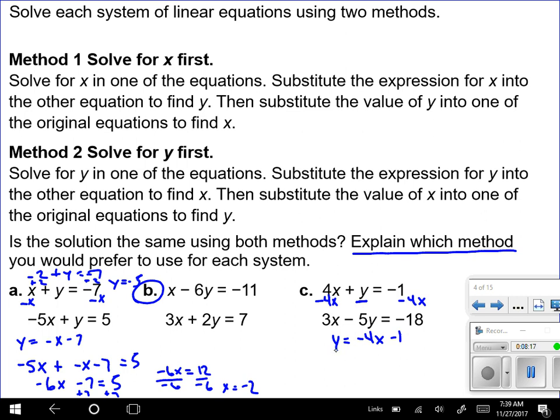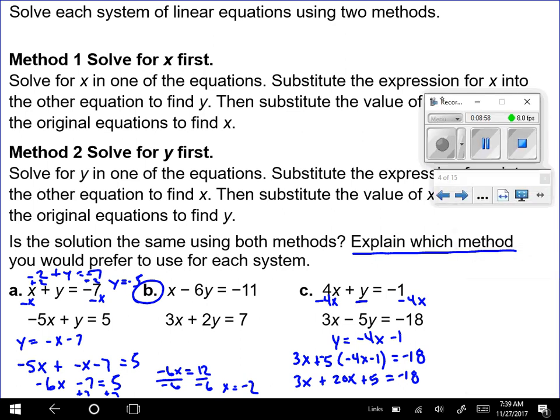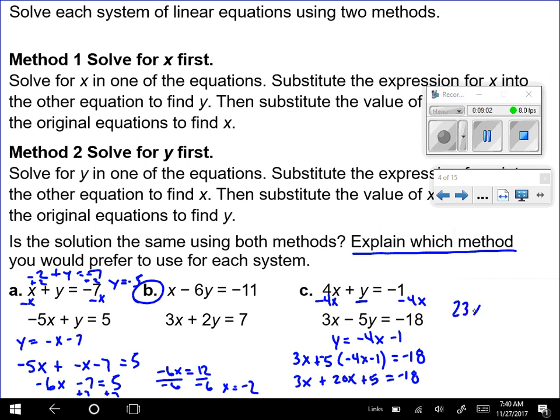Now I'm going to take what I have, and since I have y equals something, I'm going to plug that in where I see y. So I have 3x minus 5 times negative 4x minus 1. That is y, so I'm plugging it into that spot. I should probably distribute here, but I'm going to make sure I do keep change there. So I have a negative 5, and I'm distributing that into all of the inside the parentheses. So I get plus 20x plus 5 equals negative 18. So when I combine my like terms, I get 23x plus 5 equals negative 18. Then I will subtract 5, so I get 23x equals negative 23, and divide by 23, so x equals negative 1.